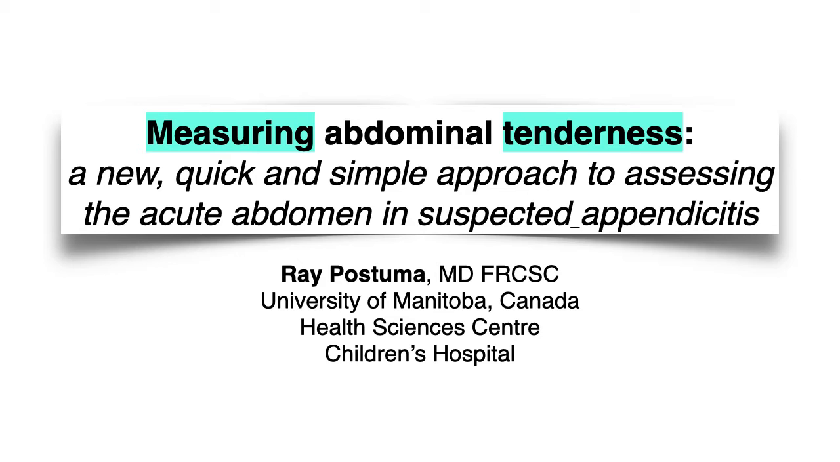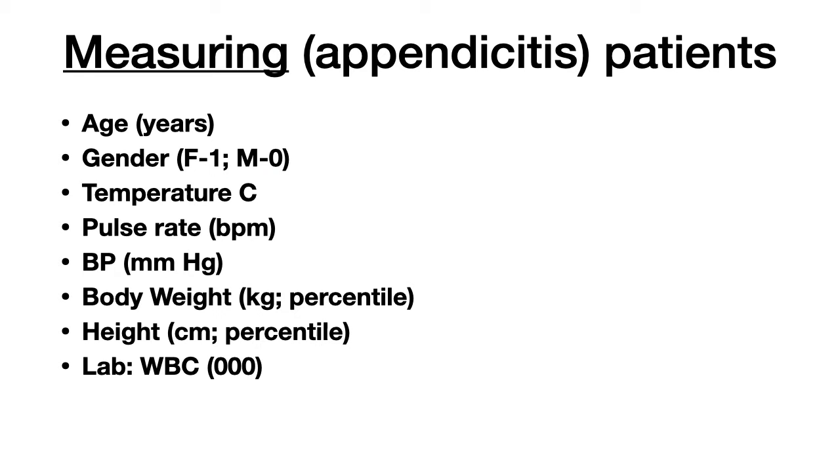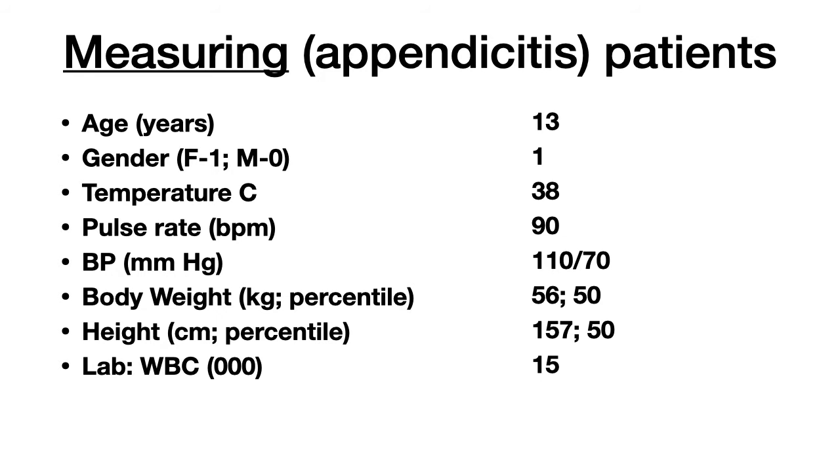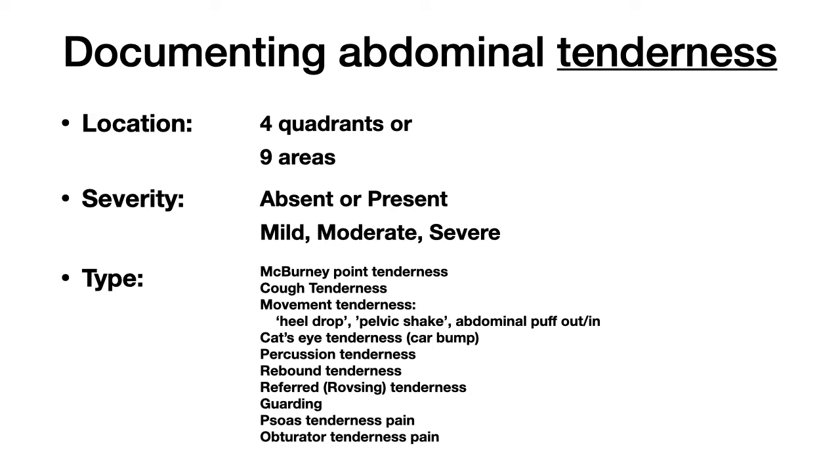and suspected appendicitis. Now, we're quite used to measuring things in patients, including those with appendicitis, and nurses will be very familiar with these numbers, vital signs and then some. However, when it comes to documenting abdominal tenderness, we use qualitative and descriptive items such as the location of the tenderness, the severity of mild, moderate, and severe, without actually defining what that means.